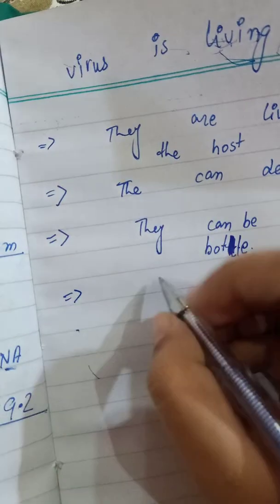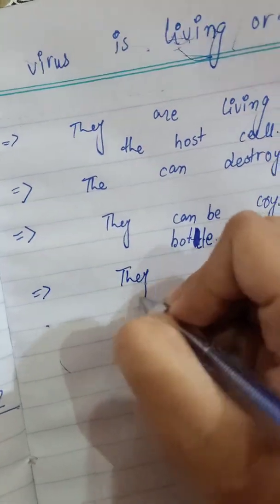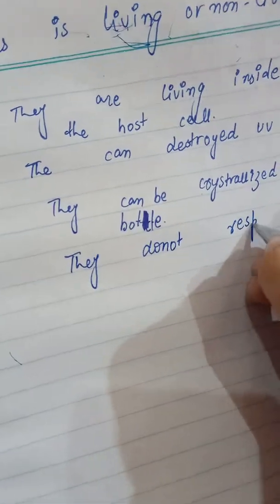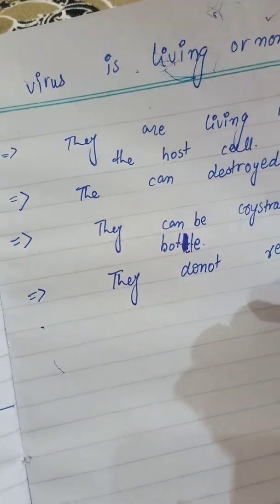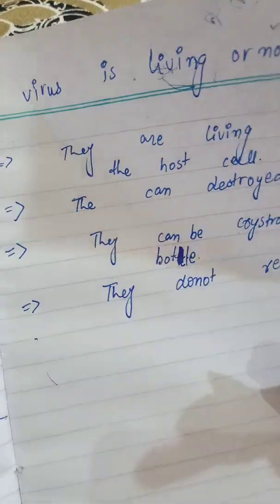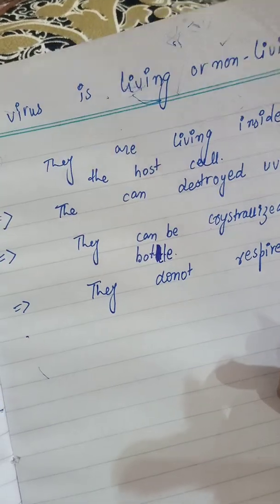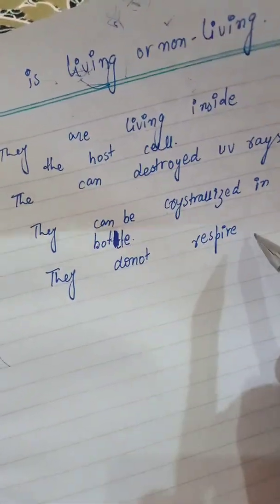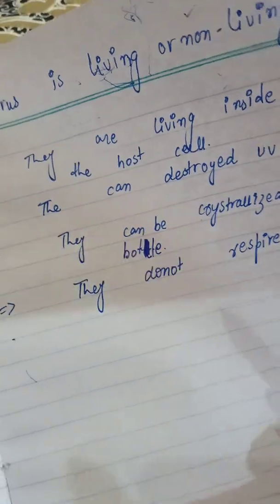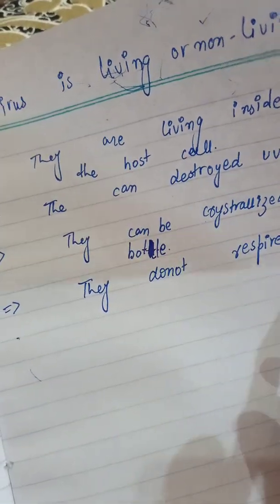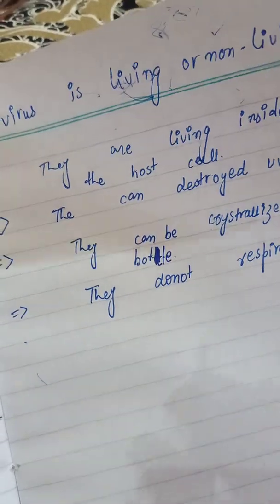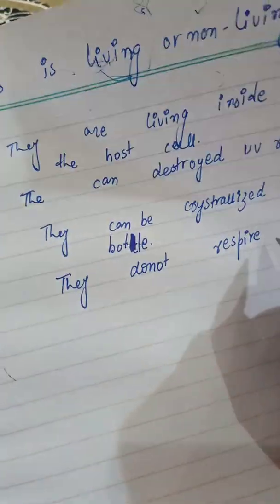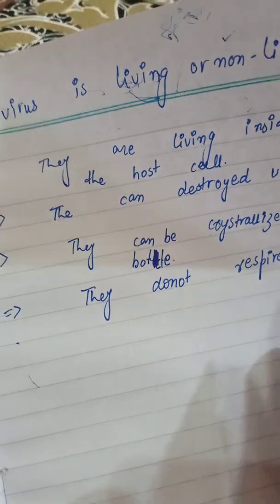So the next point is they do not respire. Yes, they don't have metabolic activities, they don't have metabolic machineries, so they are not considered living. If they are not inside our body, they are considered non-living. So how will they respire? Of course the virus cannot respire because they don't have any kind of cell or metabolic activities.